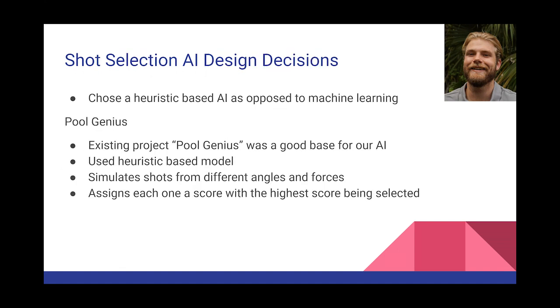We chose to do a heuristic-based AI as opposed to machine learning. The heuristic-based gives us rules which follow the common rules when selecting a shot that a real person would choose, as opposed to a machine learning algorithm, which may produce results which a regular person would find to be a strange choice. We decided to use an open source project called Pool Genius. This was a good base for our AI, and it used a heuristic-based model. It simulates thousands of shots from different angles and forces, and then assigns each one a score, the highest score being selected as our best shot.